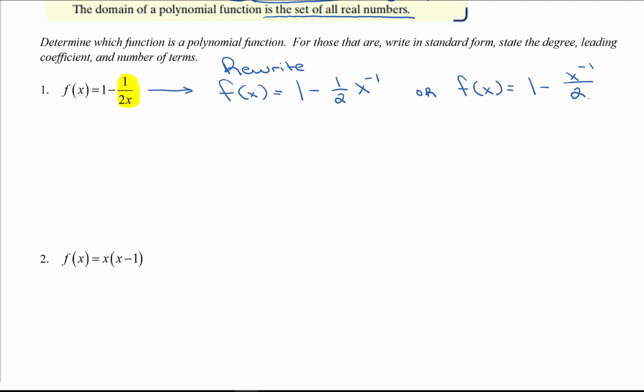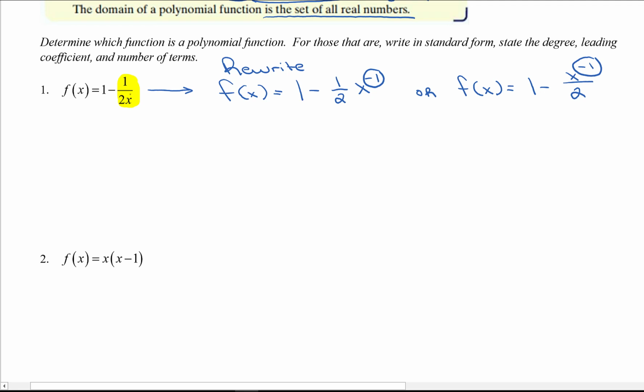Remember, we said that the powers on the x's had to be, I referred to them as either whole numbers, or they had to be values that are greater than or equal to 0 and integer values. So it has to fall into one of those two categories. And here, because this is a negative 1 power, this does not satisfy that definition.